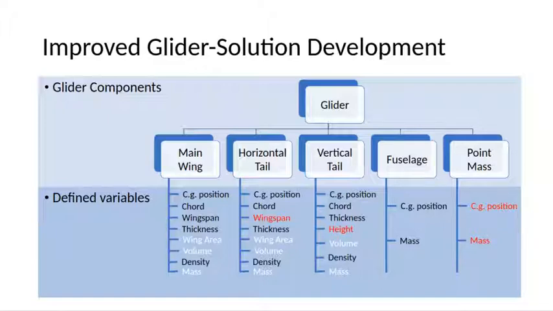Here the horizontal tail is the stabilizer, the vertical tail provides directional stability, and the point mass is a weight that we applied to the glider in order to move its center of gravity. And here we have the independent variables of our configuration in red, and that is the wingspan of the horizontal tail, the height of the vertical tail, and the position and mass of the point mass that we applied to the glider.